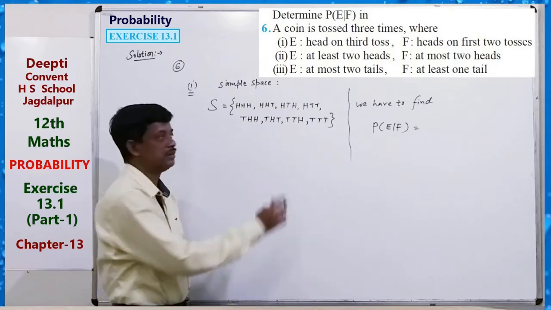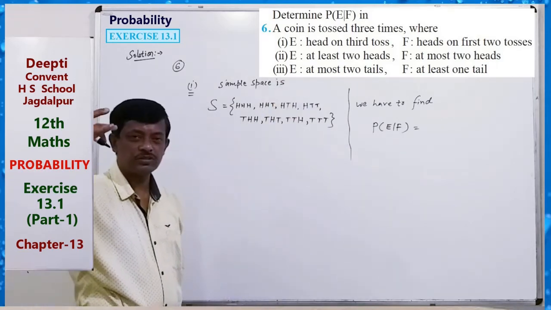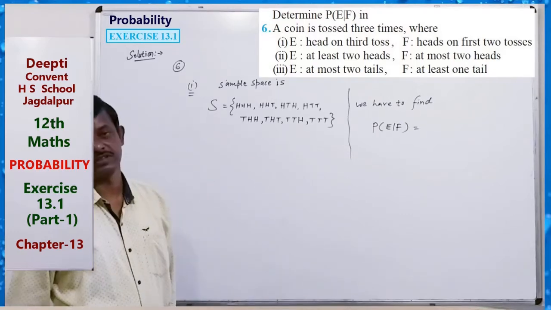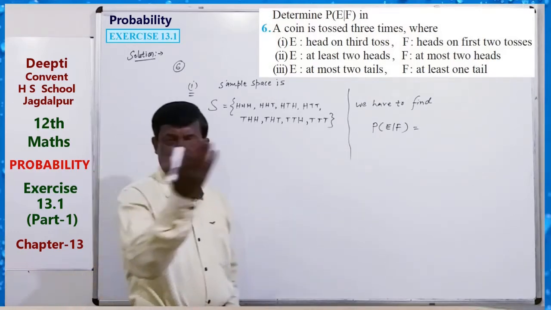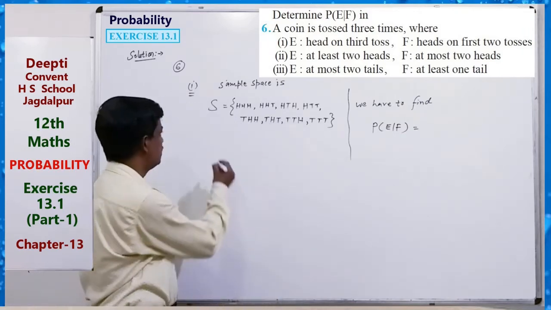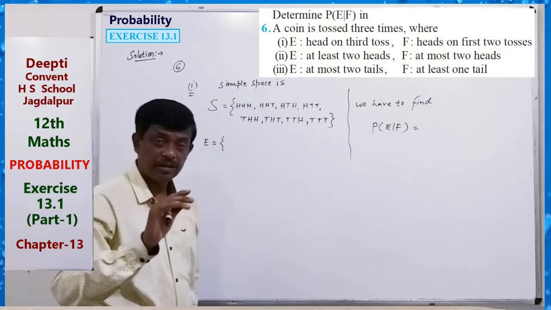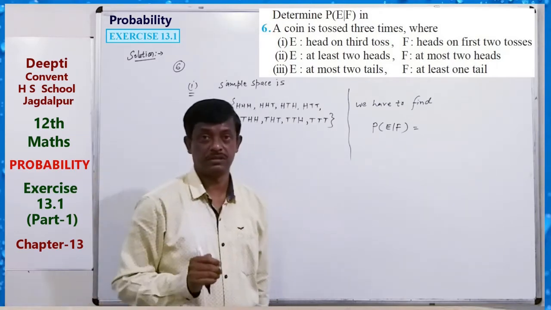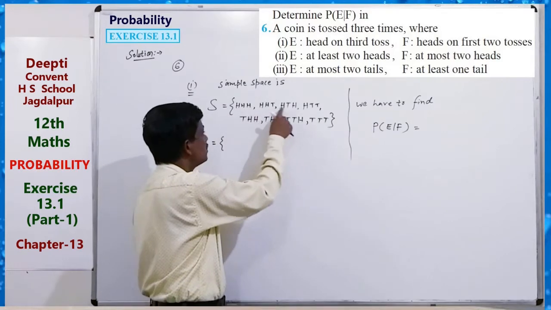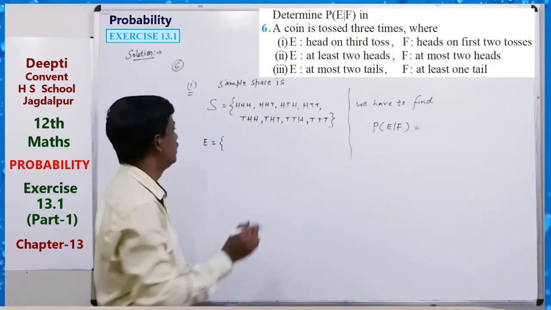This is question 6. A coin is tossed 3 times. So the sample space is this. The events are defined. E: head on third toss. Third toss means third position. In the third position, head.